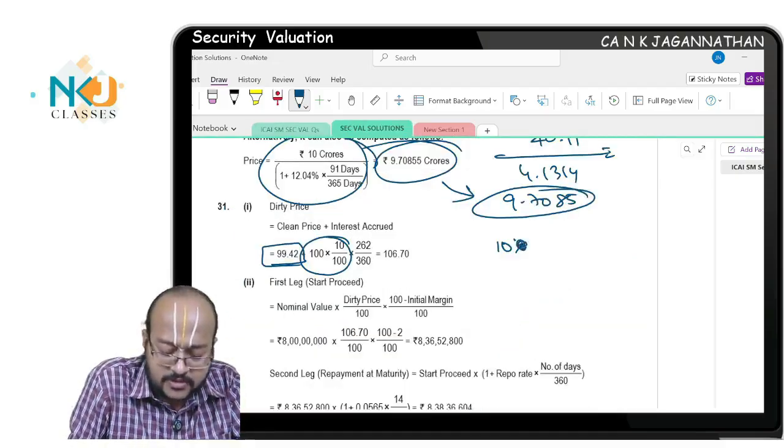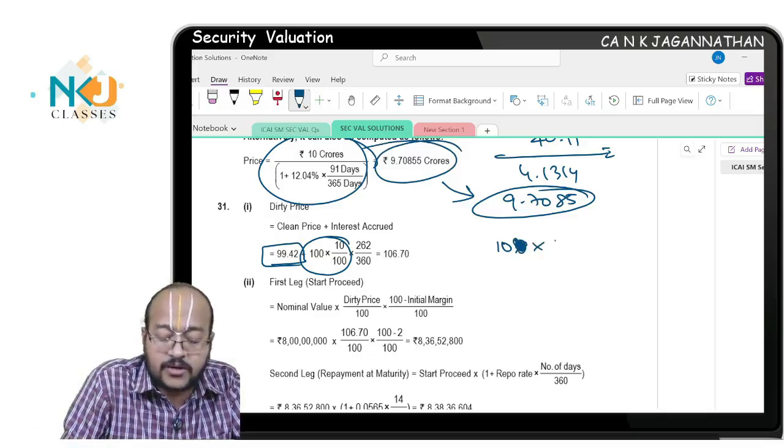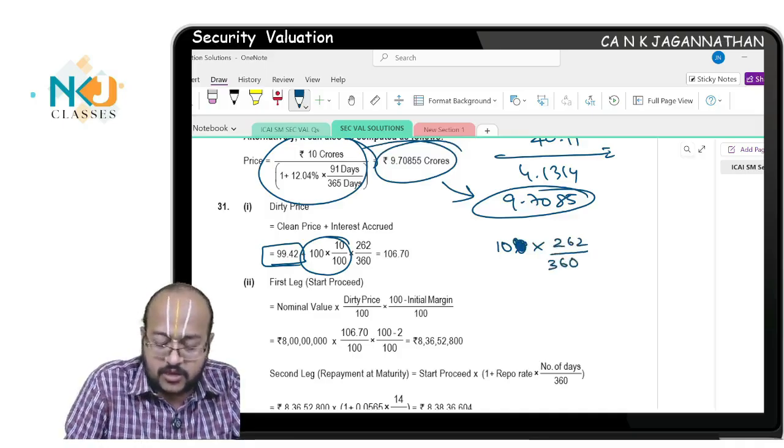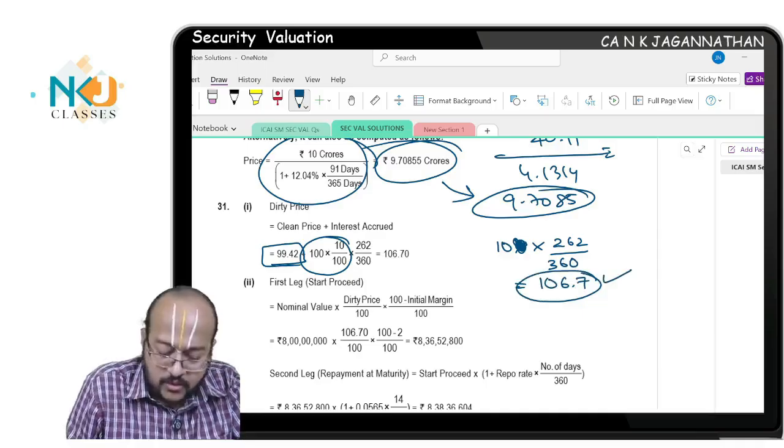Now 10 rupees is the interest, correct? Assume the annual coupon is 10 rupees. This is yearly interest; how many days of accrued interest? 262 days, assuming 360 days per year. In the question they have given that you should assume 360 days per year. So how much is it coming? 10 into 262 by 360.